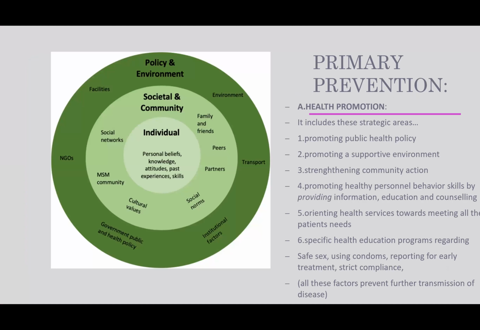Now, particularly coming towards the syphilis, the primary prevention. It targets on individual base, then societal and community, and the policy making and the environment. So it includes these strategic areas: promoting public health policy, promoting a supportive environment, strengthening communication, community action, promoting health personal behavior skills by providing information, education, and counseling, orienting health services toward meeting all the patient needs, specific health education programs regarding safe sex, using condoms, reporting for early treatment, strict compliance. All these factors prevent further transmission of the disease.